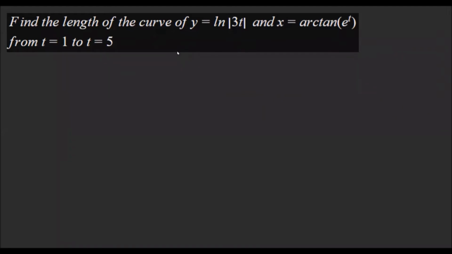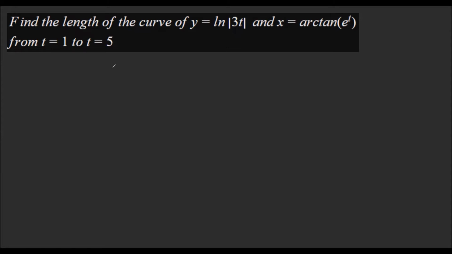Okay, this is going to be the only practice problem for today. We're told to find the length of the curve of y equals natural log 3t and x equals arctan e to the power of t, from t equals 1 to t equals 5. Both of these are continuous over the interval given.